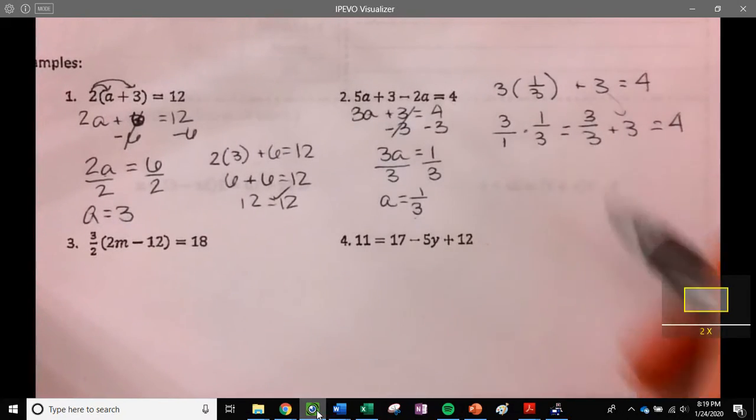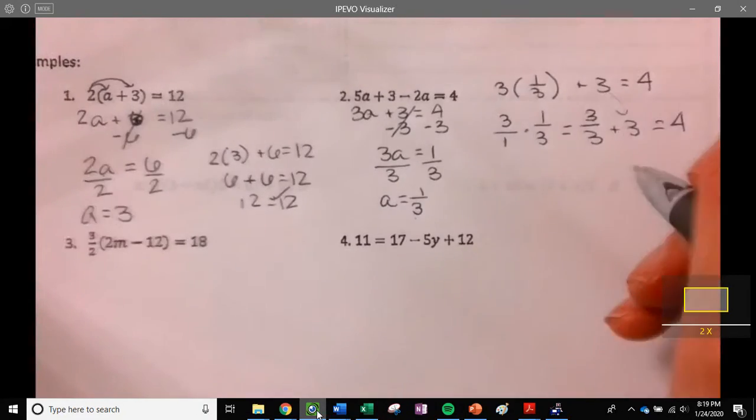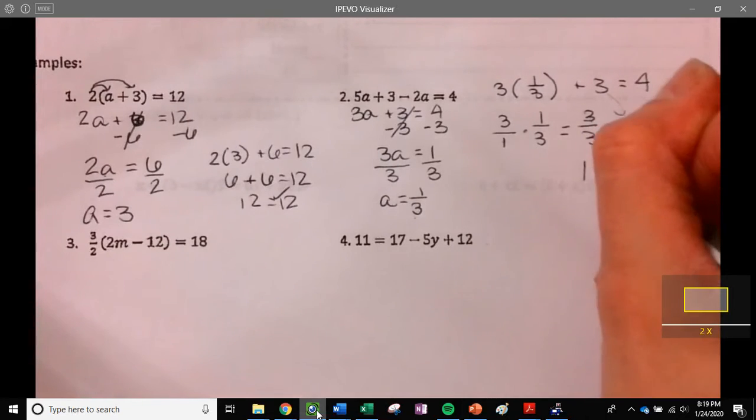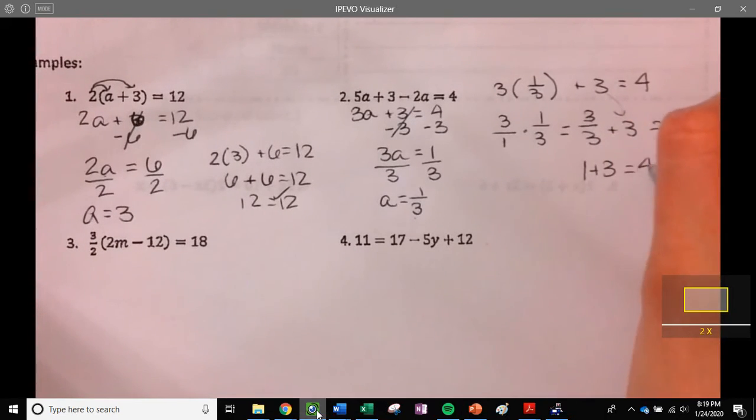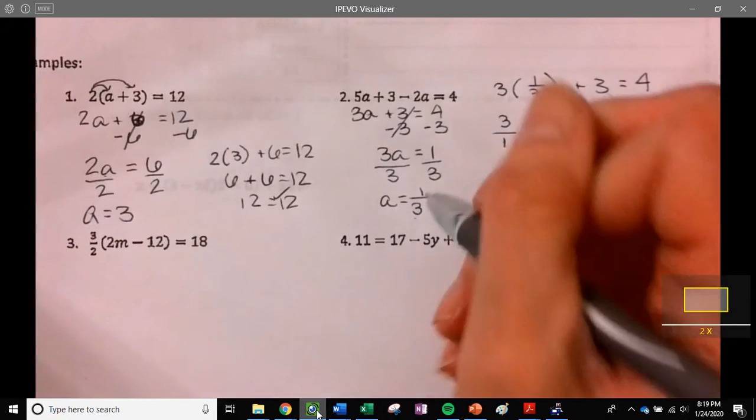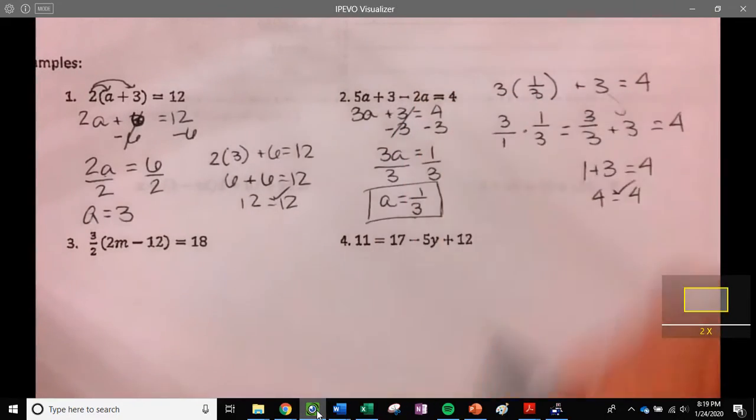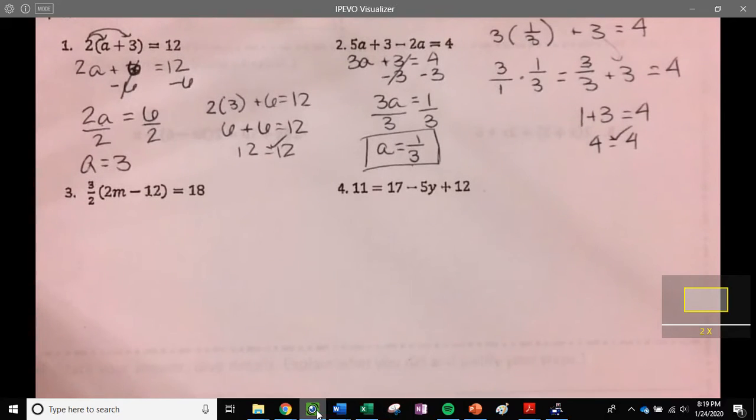We know that 3 divided by 3 is 1, right? So we can do kind of a shortcut here and just say 1 plus 3 equals 4, and we know that that's true. 4 does in fact equal 4, so a equals 1/3 is our solution. Okay? All right, let's try number 3, more fractions.